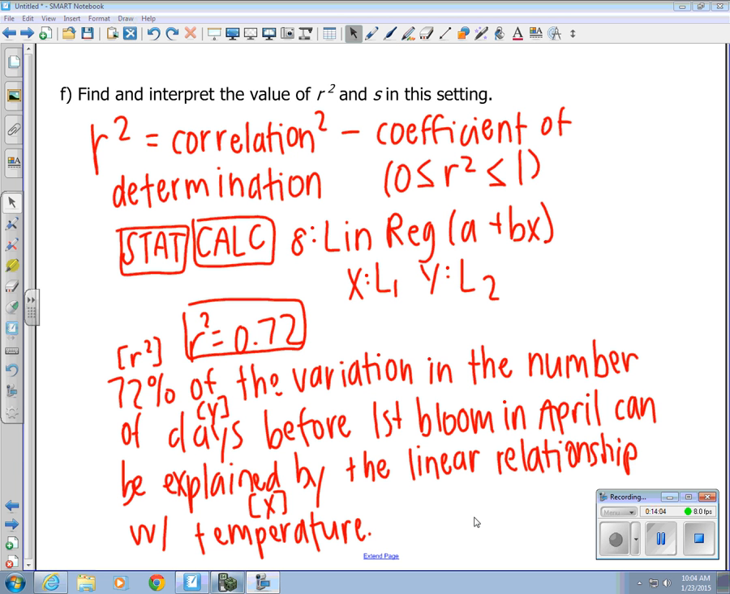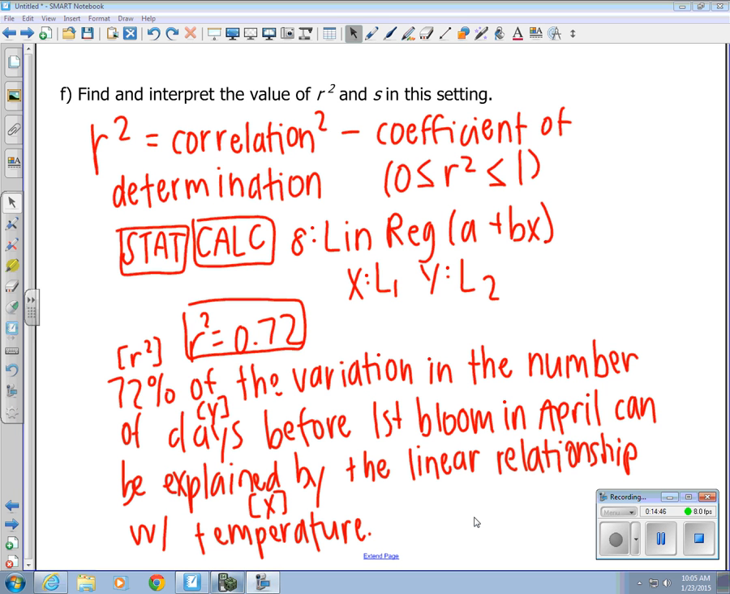Okay, so r squared, also known as the correlation squared, is the coefficient of determination, and it's always going to be a number between 0 and 1 because it's a percentage. To find it on our calculator, it's a bit different than the computer calculator. On our calculator, you just press stat calc lin reg, and then you do x as L1, y as L2, and you find r squared, which is 0.72. And then there's an interpretation sentence for this. So 72%, or r squared, of the variation in the number of days, which is your y, before the first bloom in April can be explained by the linear relationship with the temperature, or the x variable.